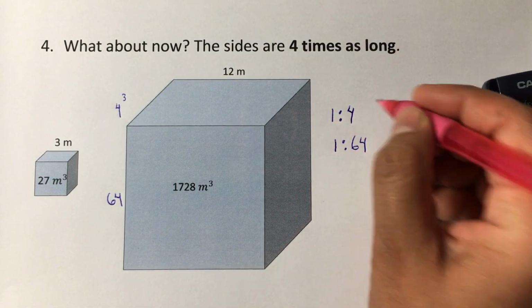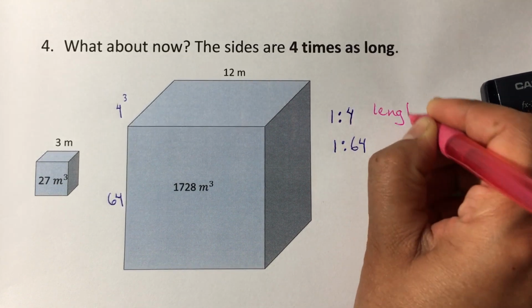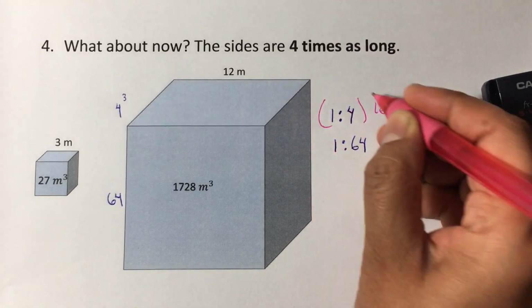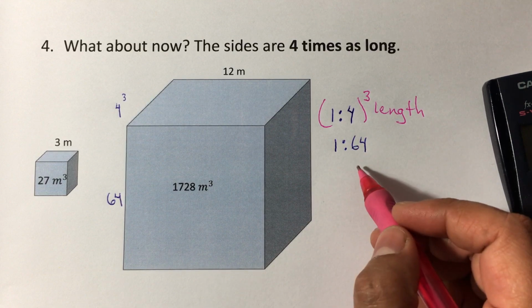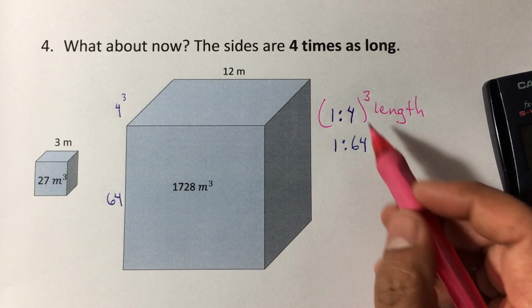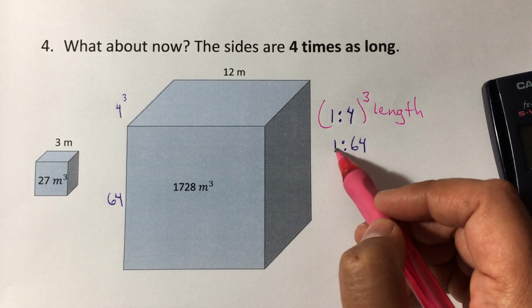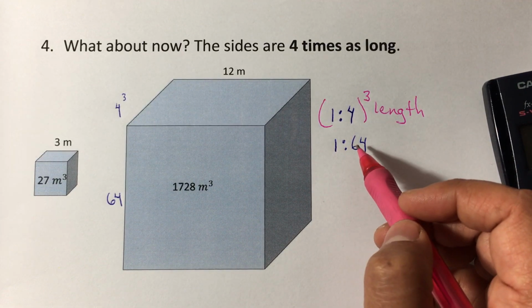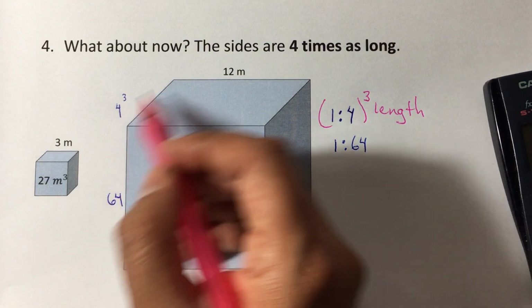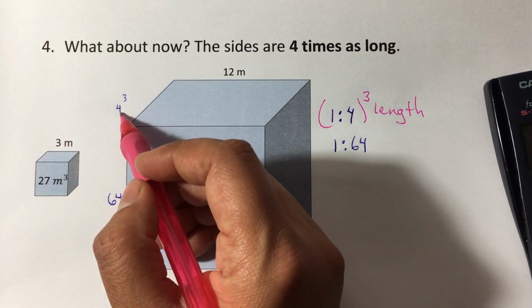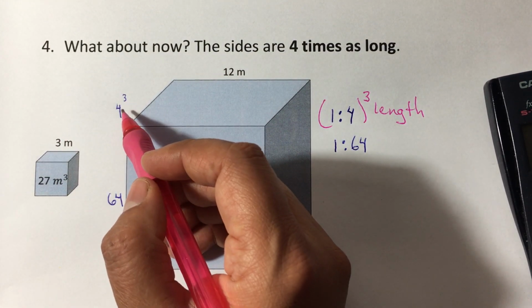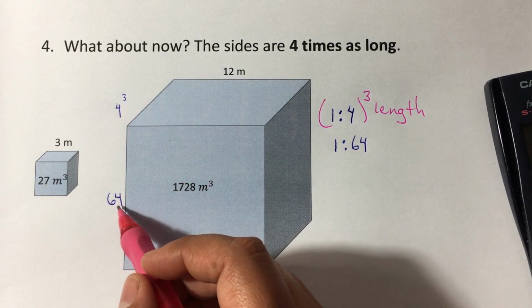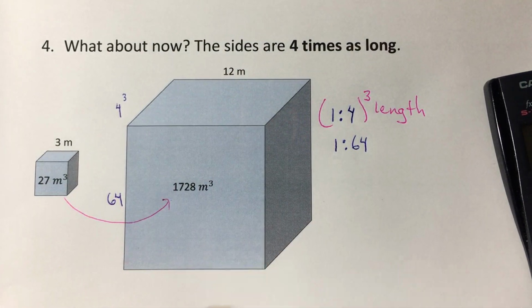Because it's length, we raise it to the third power to get volume. Volume is cubic. And 1 times 1 times 1 is 1. 4 times 4 times 4 is 64. Okay, or you can just do it in here directly. 12 divided by 3 is 4. Raise it to the third power. 4 times 4 times 4 is 64. That's the relationship between these two.